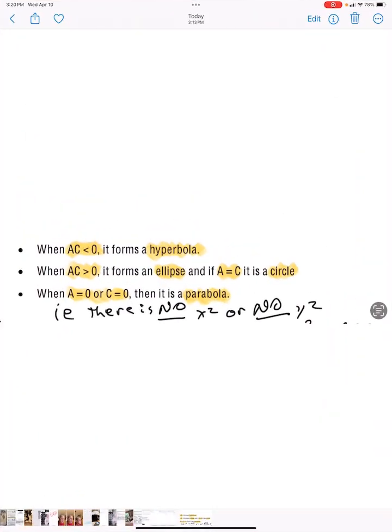When AC is greater than 0, it forms an ellipse. If AC is less than 0, it forms a hyperbola. Well, we know that x squared minus y squared is a hyperbola. That's why it's less than 0, because one of those two terms is negative. If they're both positive, it's greater than 0. The product is greater than 0, then it's an ellipse. If they're equal, it's a circle. And if one of them is missing, if there is no x squared or no y squared, then it's a parabola.